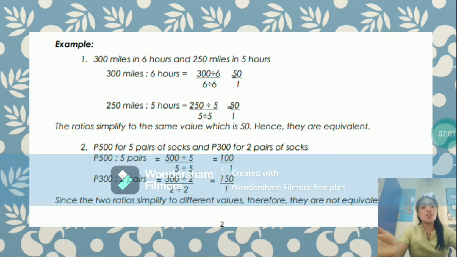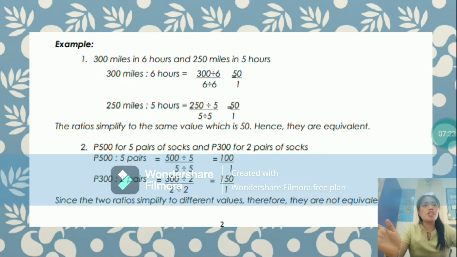Then the other ratio is 300 is to 2 pairs. You have 300 divided by 2 and 2 divided by 2. That will give us 150 over 1. Since the two ratios simplify to different values, therefore they are not equivalent. So they cannot form a proportion.